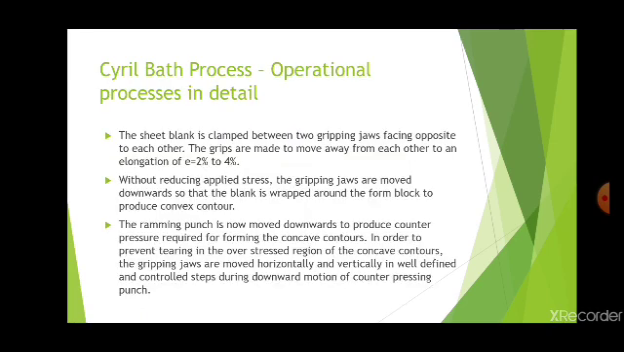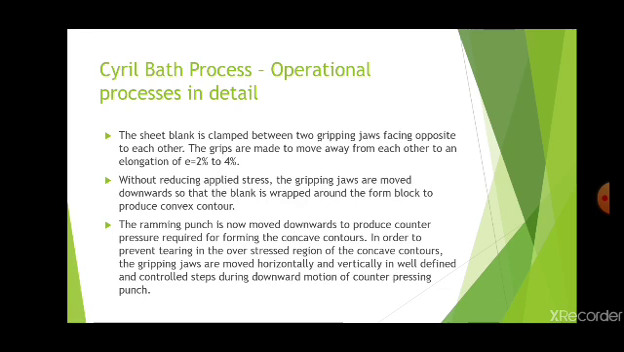Now going into the operational processes in detail, the sheet blank is clamped between two gripping jaws facing opposite to each other. The grips are made to move away from each other to an elongation of 2% to 4%. Without reducing the applied stress, the gripping jaws are moved downwards so that the blank is wrapped around the form block to produce a convex contour.